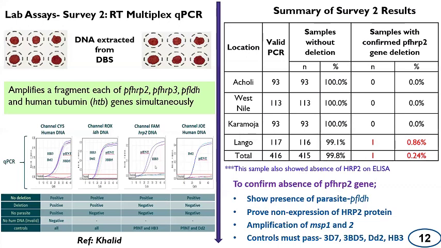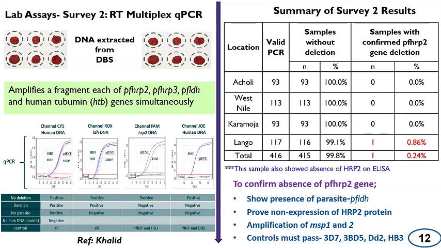In the lab methods that we used in survey 2, we amplified a fragment of each of HRP2, HRP3, RDTs, and the human tubulin. This was a real-time quantitative PCR that amplifies these four fragments simultaneously. In terms of results, we saw only one isolate that had HRP2 deletions. Actually, it was double deleted.